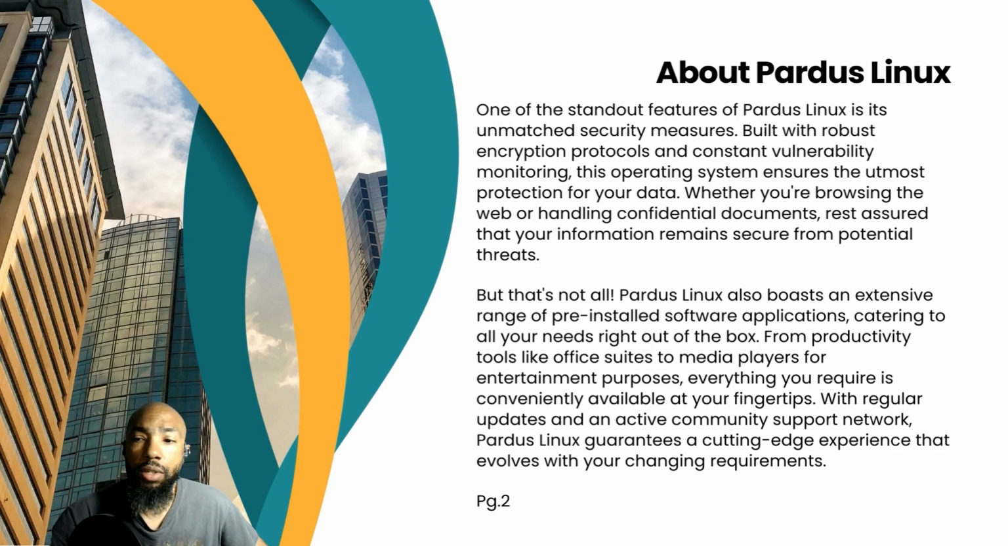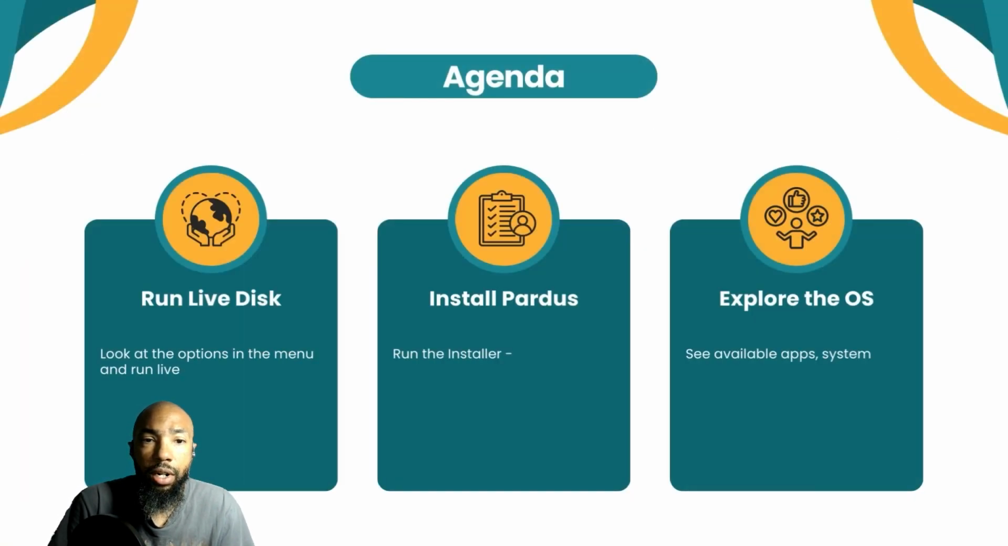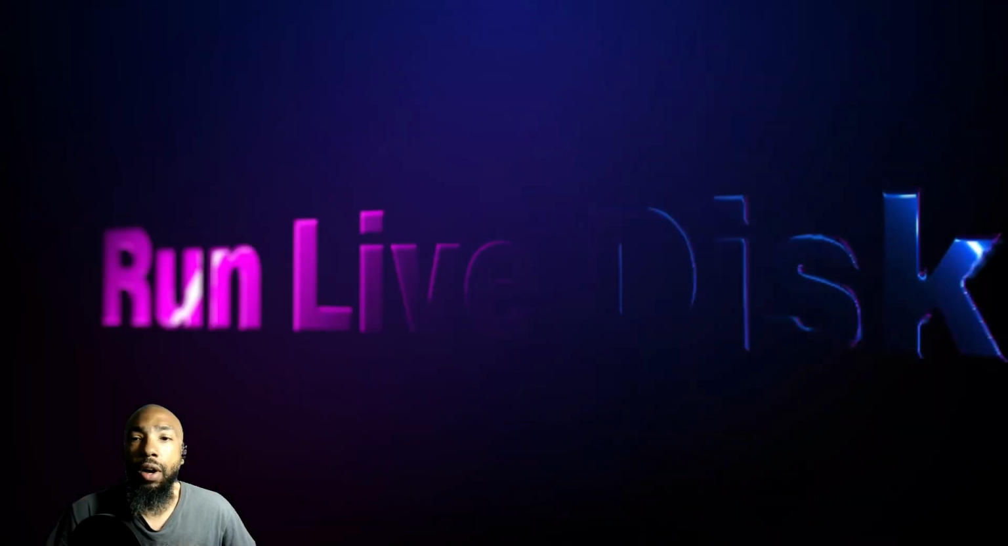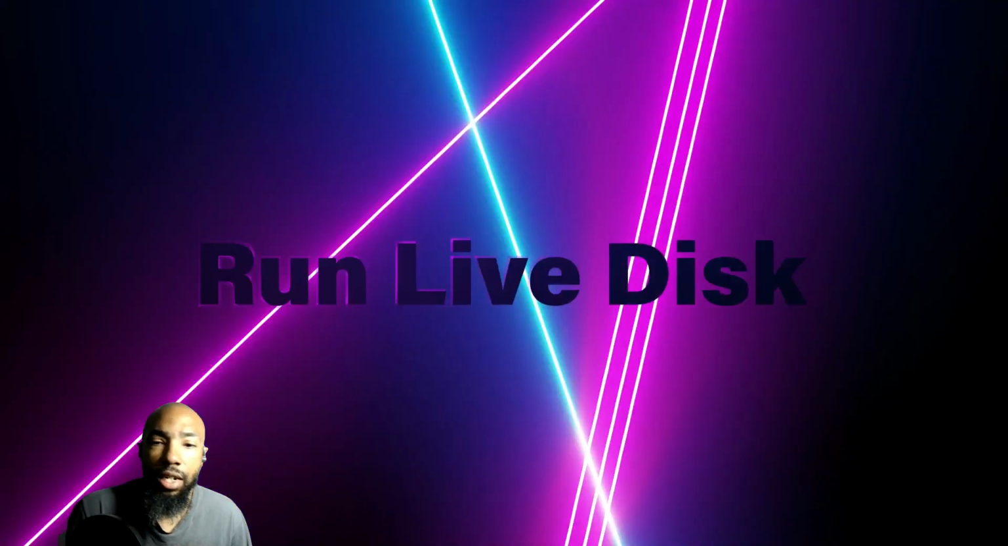So we'll take a look at the agenda and see what we have before us. What we're going to do is run the live disk, then install Pardus, and then explore the operating system a little bit and see what it has. I'll be using VMware as the hypervisor for this operation, and we're going to go ahead and run the live disk.